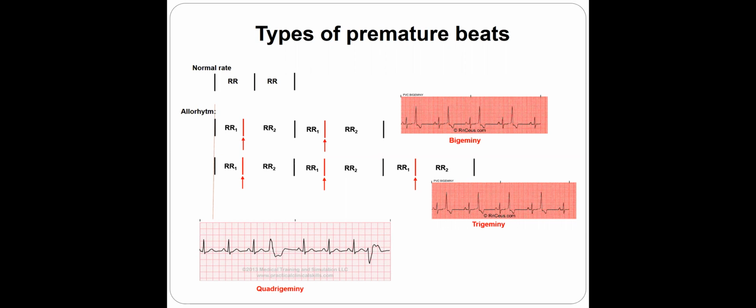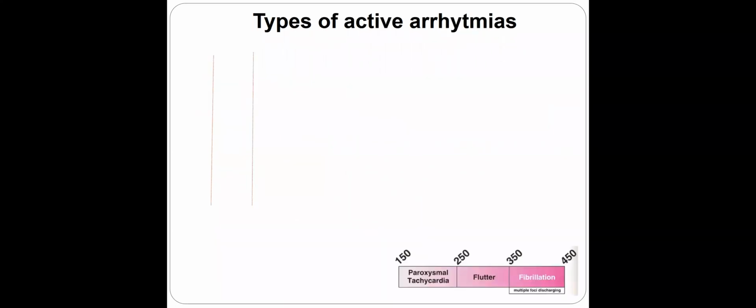All right, so this is what we call an allorhythm. This is not normal. It looks rhythmic because every third one, every fourth one, every second one is an early coming beat, but this is not a rhythm for the heart. Okay.